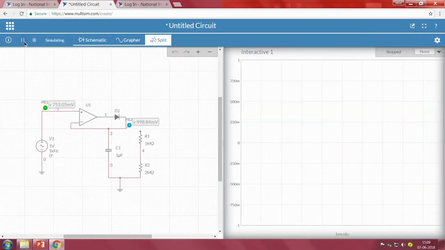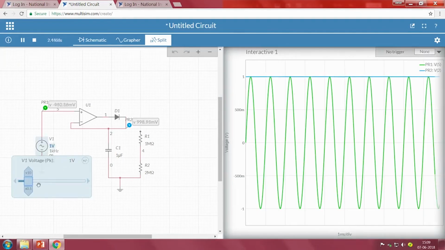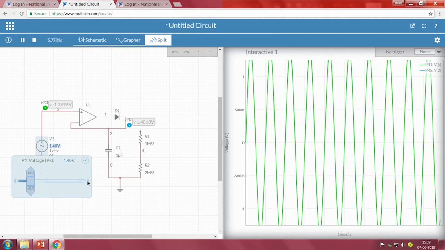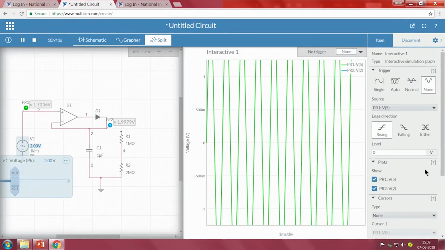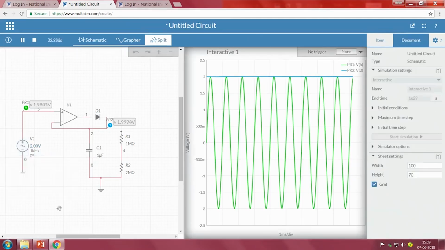So, let me run continuously. Now, this voltage I will change it to 1.05, slowly to 2 volts. Now, it is at 2 volts. Now, let me change the settings of the graph to voltage. If you observe now, the capacitor started increasing to a value of the input peak value, is it not?